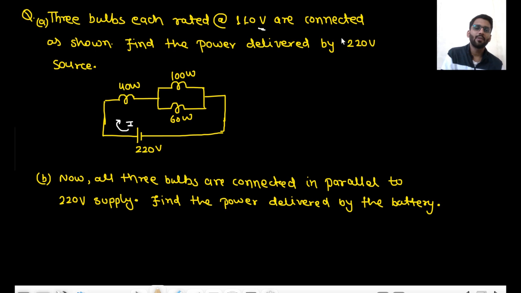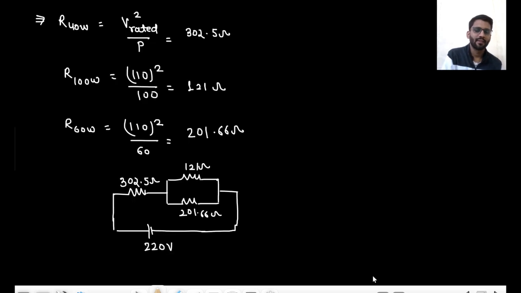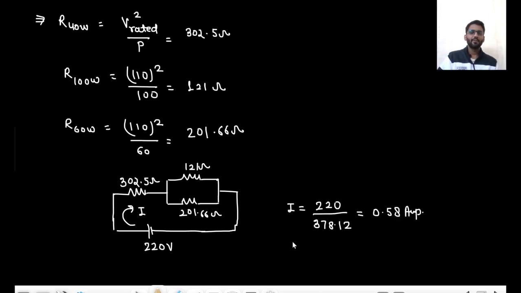Find the power delivered by that 220 volt source. So I just need to find the current. What will be the current? So 121 parallel with 216.66. So I just need to solve it. So let me solve it. So from here I get the value of current. This is the equivalent resistance and this is the value of current.